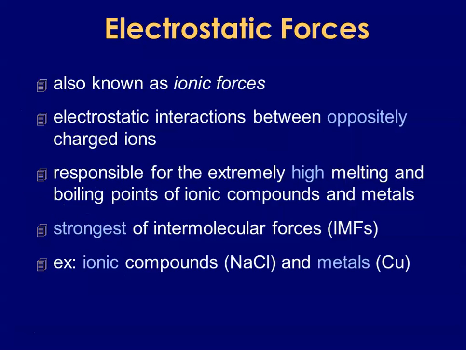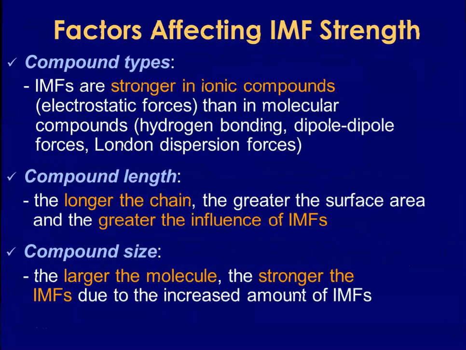The last one we're going to talk about are the ones that we find in our ionic compounds, and this will not be found in anything molecular. These are known as electrostatic or ionic forces, and they are interactions that occur between oppositely charged ions, and they play a key role in the large values we see for melting and boiling points of these ionic compounds as well as metals. So these are going to play a role with metals. We'll talk about that a little bit more when we get into metallic bonding. But ionic compounds and your metals are the ones that are going to have these electrostatic forces present.